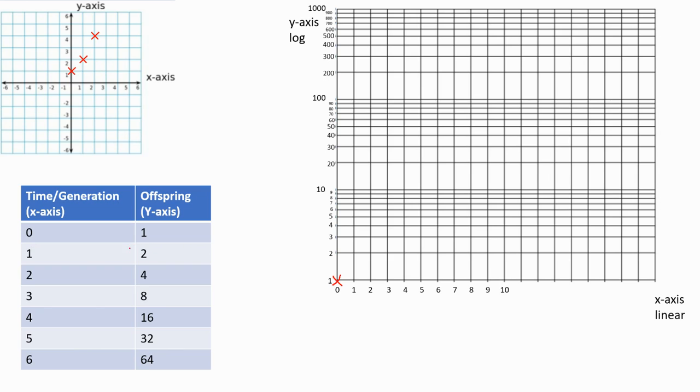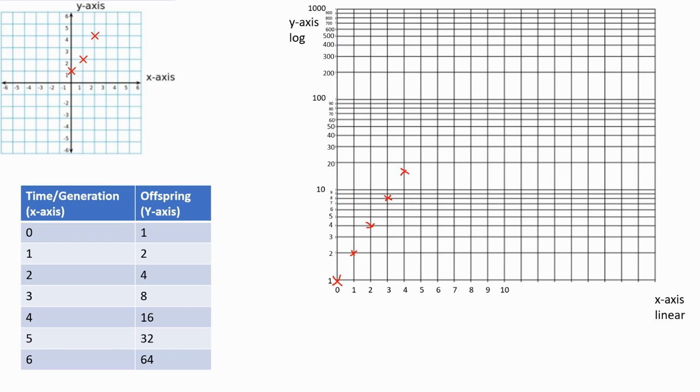1 on the x-axis, 2 on the y-axis. 2 on the x, 4 on the y. 3 and 8, which is right here. 4 and 16 is going to have to be between 10 and 20, right? And remember how we said that 50 was about 2/3 up? So 4 and 16 is going to be about here.